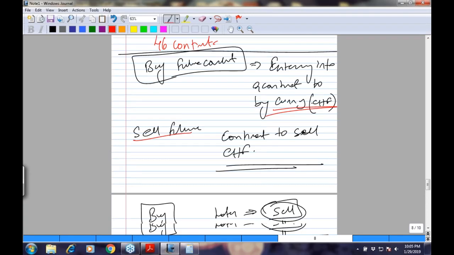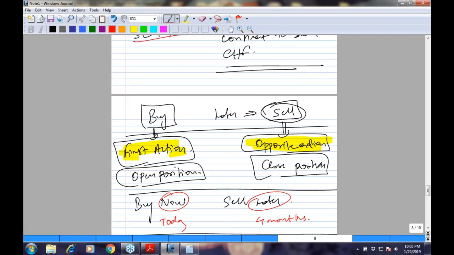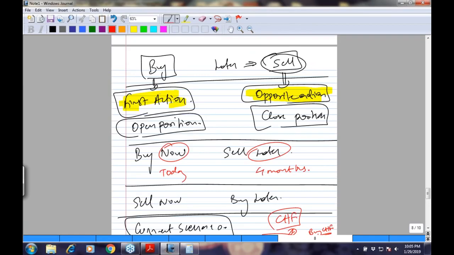Now, I mentioned that when you take your first action on the exchange, your position becomes an open position on the exchange. And in order to close your position, you need to take an opposite action. So if you have entered into a contract to buy, then at a later date, you'll have to enter into a contract to sell. Is it okay till here?